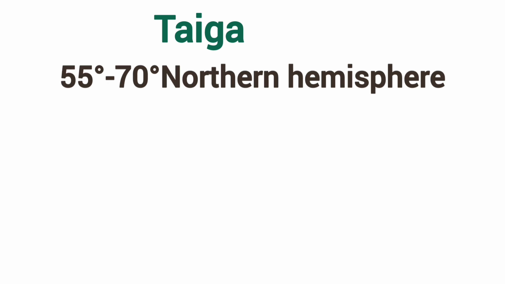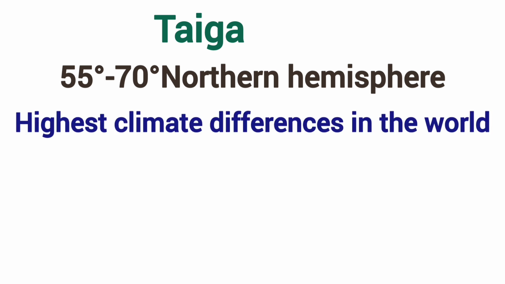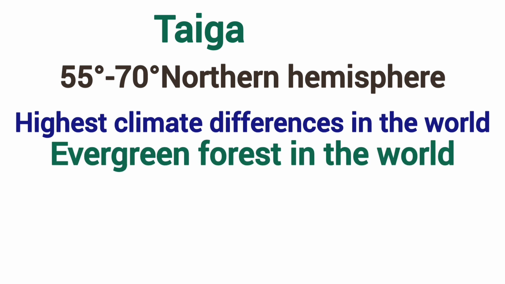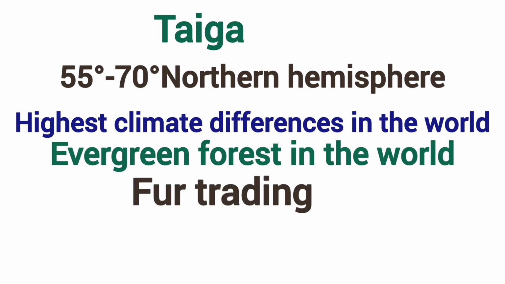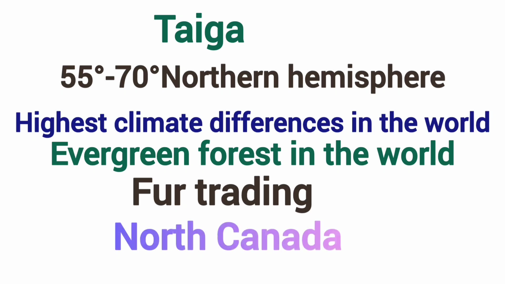Taiga. This natural zone extends only between latitudes of 50 degrees and 70 degrees in the northern hemisphere. The taiga region is characterized by some of the highest climate differences in the world. This natural zone is covered with evergreen forest. Fur trading is one of the important and attractive commercial activities in this zone. An example of a country with a taiga region is Canada, North Canada.